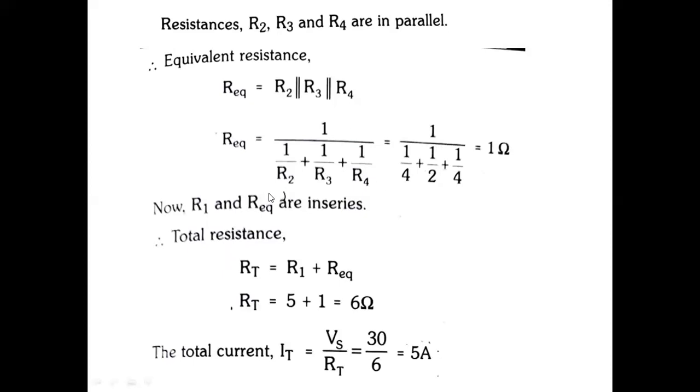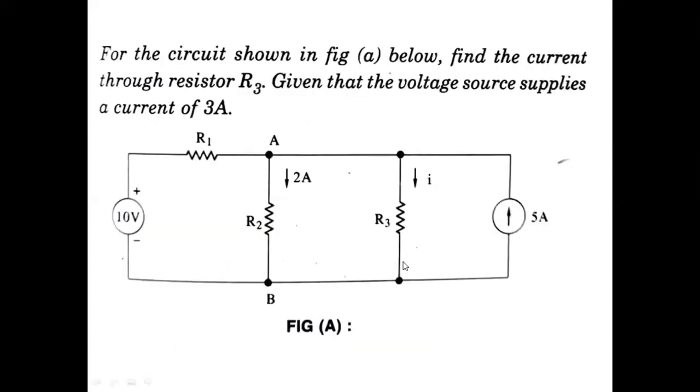Now R1 and R equivalent are in series. So the total resistance RT is equal to R1 plus R equivalent. So 5 plus 1, 6 ohms. So IT is equal to VS by RT, 30 by 6, 5 amps.